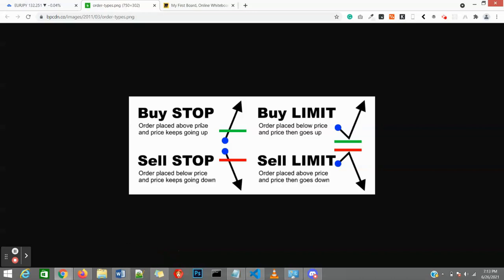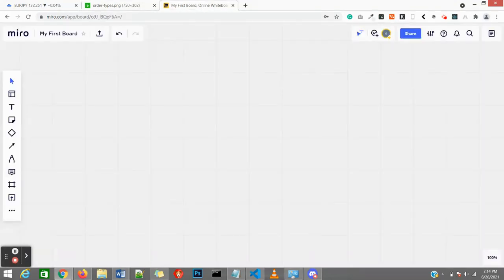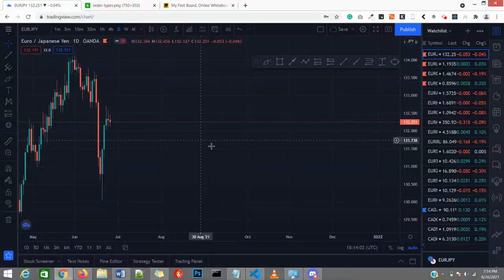So you have here buy stop, an order placed above price, and price keeps going up. Sell stop, an order placed below price, and price keeps going down. Sell limit, an order placed above price, and price then goes down. And then buy limit, an order placed below price, and then price goes up. So this will be your reference. Whenever you are confused, just come back to this picture. We provided it in class as well. But yeah, let's go back to the chart.